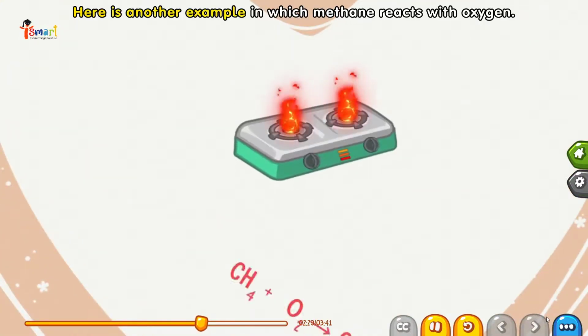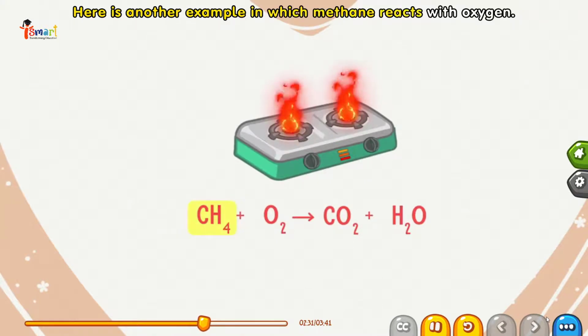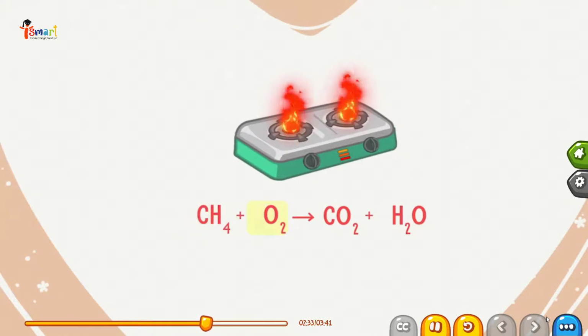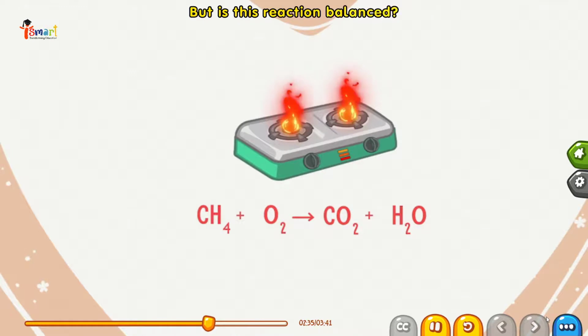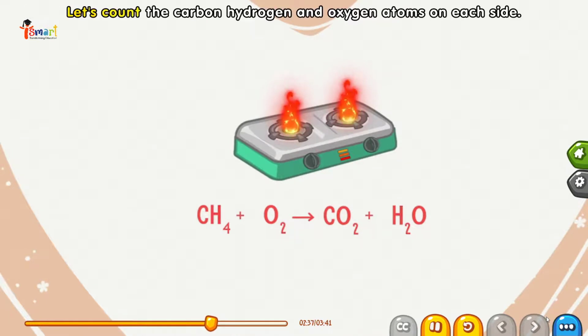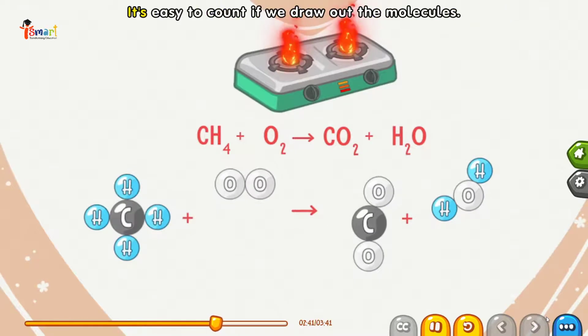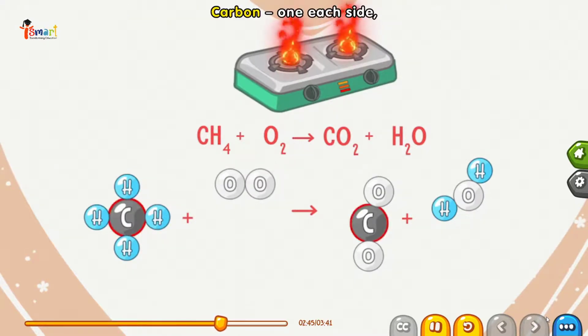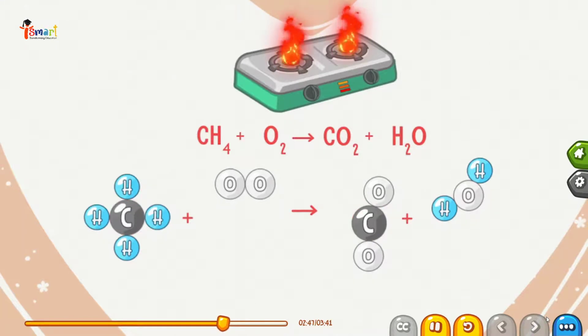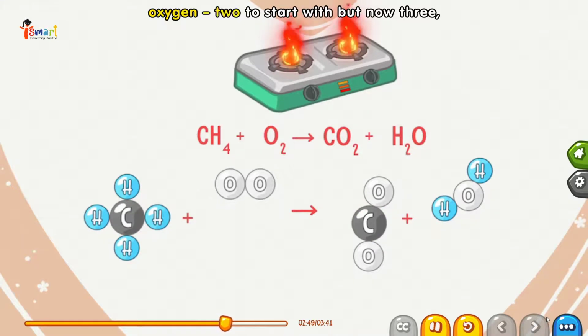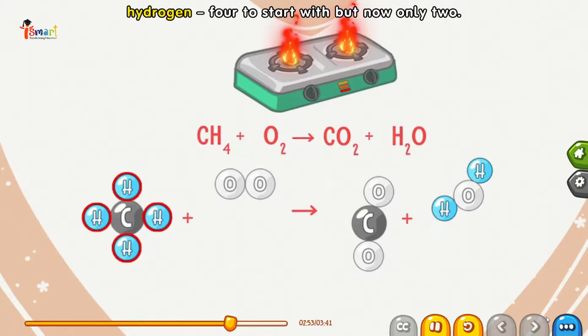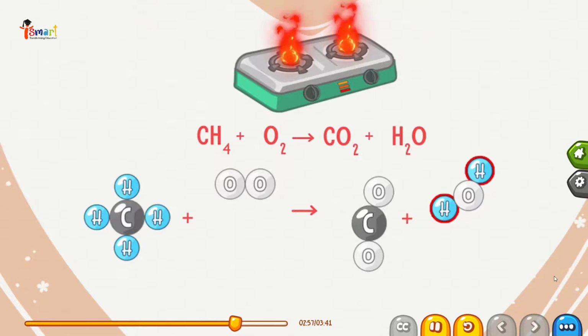Here is another example in which methane reacts with oxygen. But is this reaction balanced? Let's count the carbon, hydrogen, and oxygen atoms on each side. It's easy to count if we draw out the molecules. Carbon, 1 on each side. Oxygen, 2 to start with, but now 3. Hydrogen, 4 to start with, but now only 2.